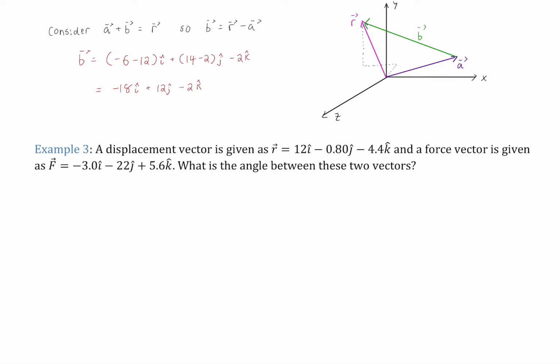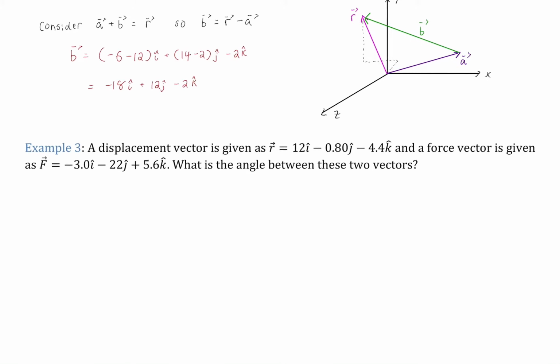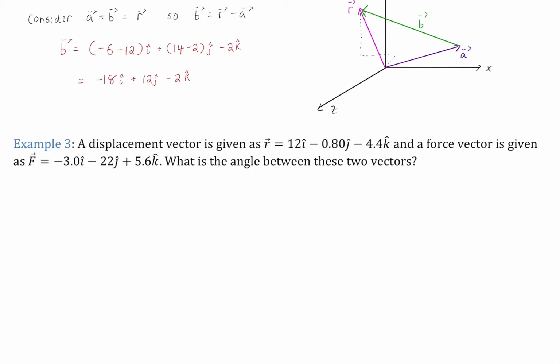Okay, so example 3. A displacement vector is given as r equals 12i hat minus 0.8j hat minus 4.4k hat. And a force vector is given as negative 3i hat, negative 22j hat, and positive 5.6k hat. What is the angle between these two vectors? The reason we can find the angle is the definition of the dot product, which says that r dot f is equal to rf times cosine phi, and phi is the angle between them. So if we can find a way to isolate phi, we're done.